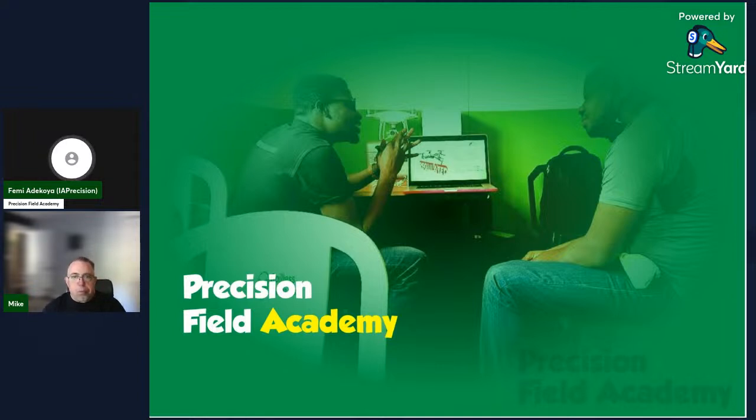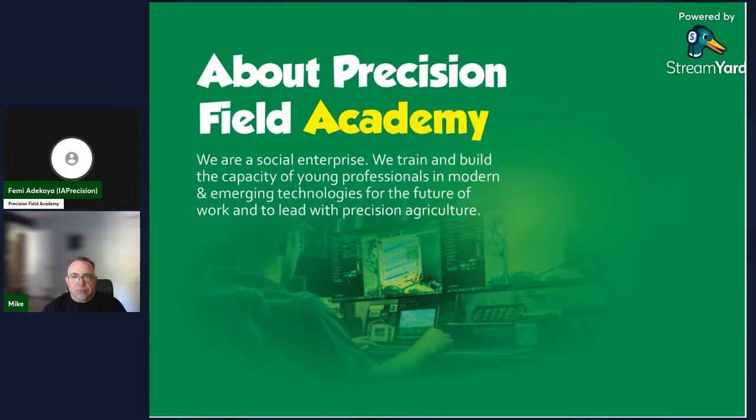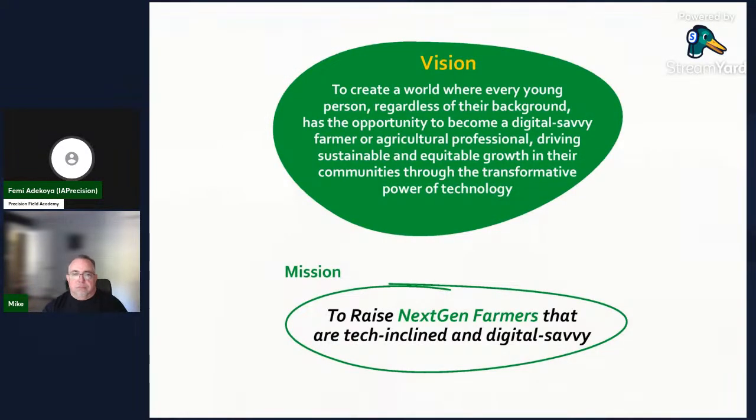But Vegetation Field Academy, who are we? We are a social enterprise, and we train and build the capacity of young professionals in modern and emerging technologies for the future of work and for you to lead precision agriculture. And what's our vision? Our vision is to create a world where every young person, regardless of your background, has the opportunity to become a digital savvy farmer or agricultural professional driving sustainable and equitable growth in your communities through the transformative power of technology. And that is why we are here today.